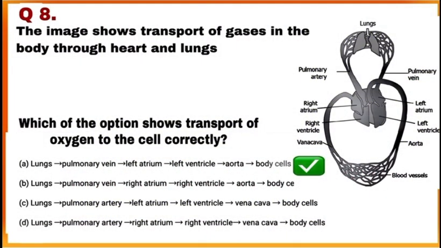Check the diagram and note the transport of oxygen. The correct passage taken by oxygen through blood is given in option A, that is from lungs to pulmonary vein, then left atrium, left ventricle, dorsal aorta and finally to body cells.